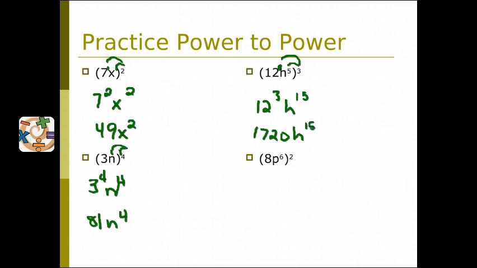And our final example, we have 8 squared p to the 12th. 2 times 6 gave us 12. 8 squared is 64 p to the 12th.